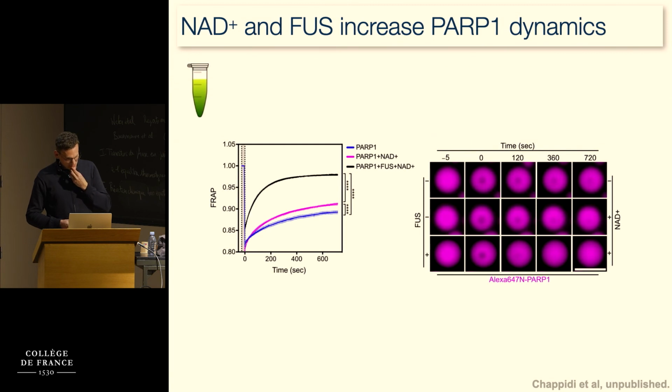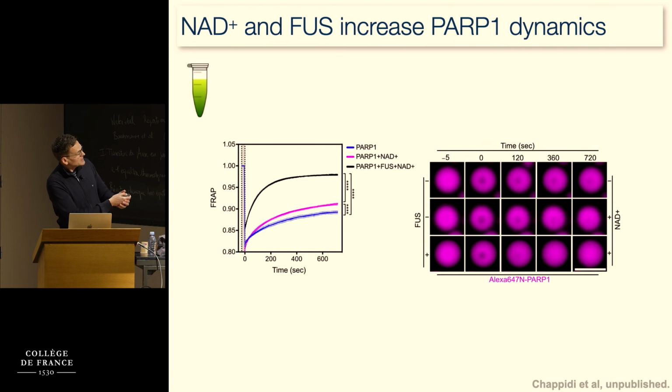Good. So then we made a very interesting observation. We did a photobleaching experiment to look at the dynamics of these structures. And you can see this here. We're photobleaching PAR polymerase, these reconstituted condensates. This is in the absence of NAD+, so they're not active. Here we have NAD+, so you're forming these PAR chains. And here we have also Fas around.